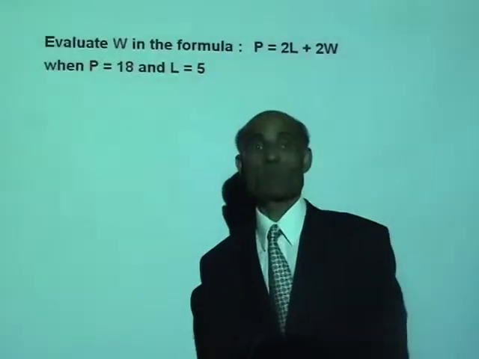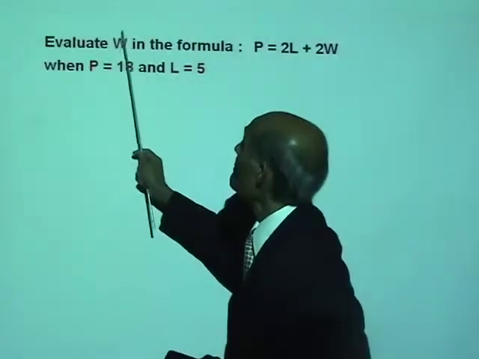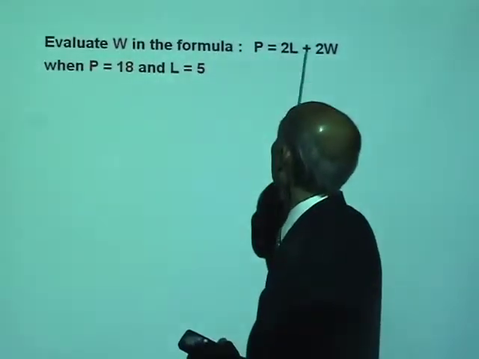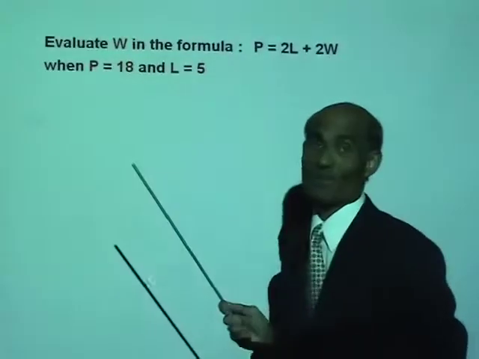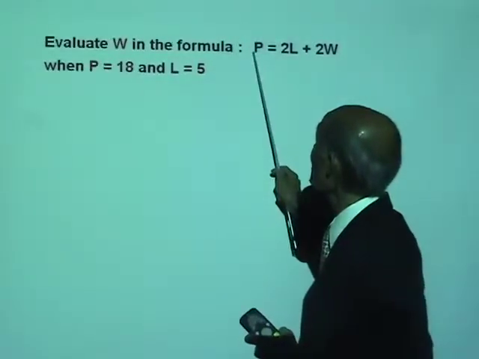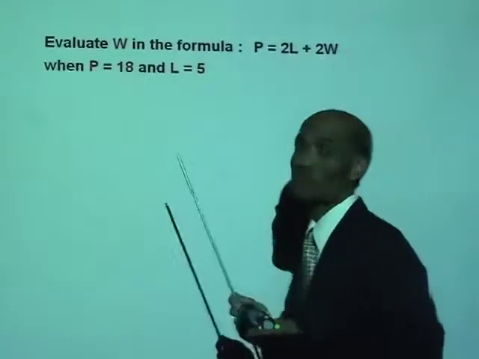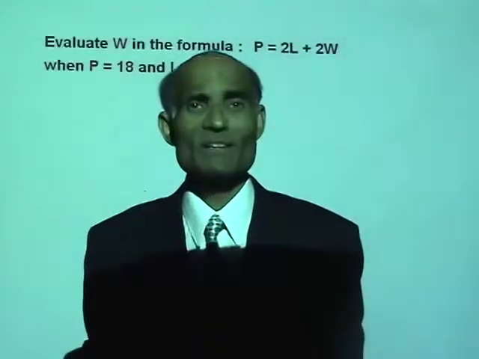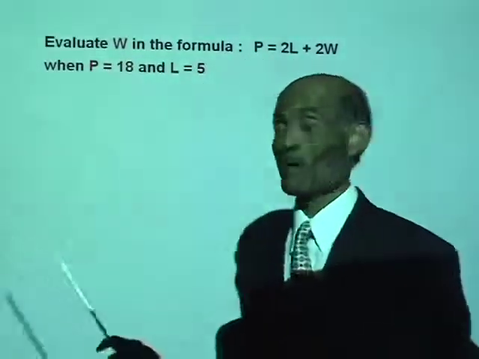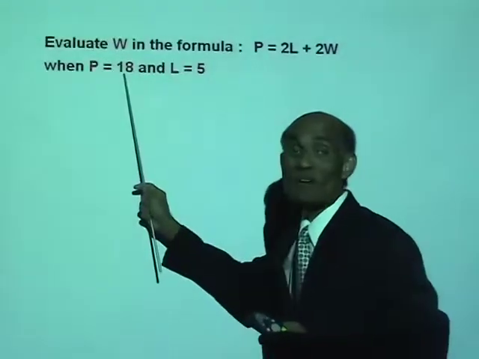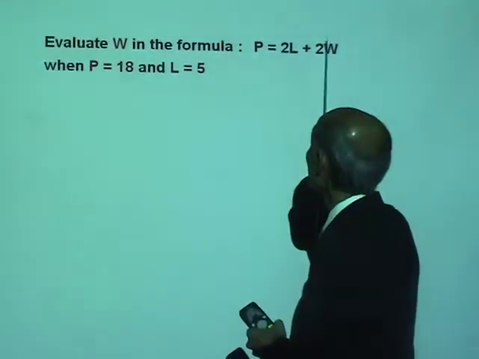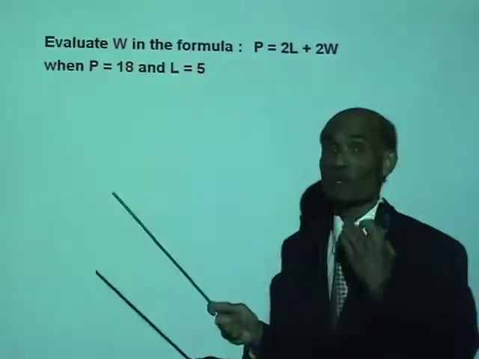Okay, let's do another one. Find the value of W in the formula P equal to 2L plus 2W. Alright, this time watch it slightly different. The formula is P equal to 2L plus 2W. Do you recall that formula? That is the formula of the perimeter of a rectangle. Okay, I gave you the value of the perimeter. Perimeter is 18. I gave you the value of L. You need to find the value of W.